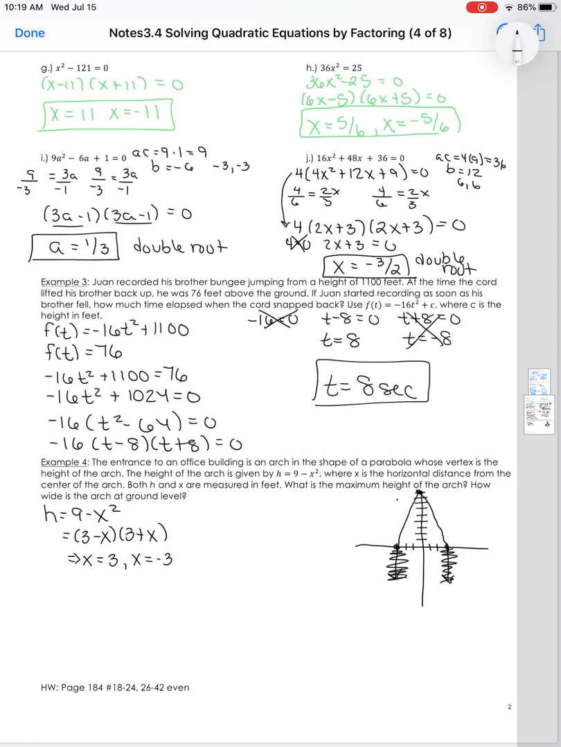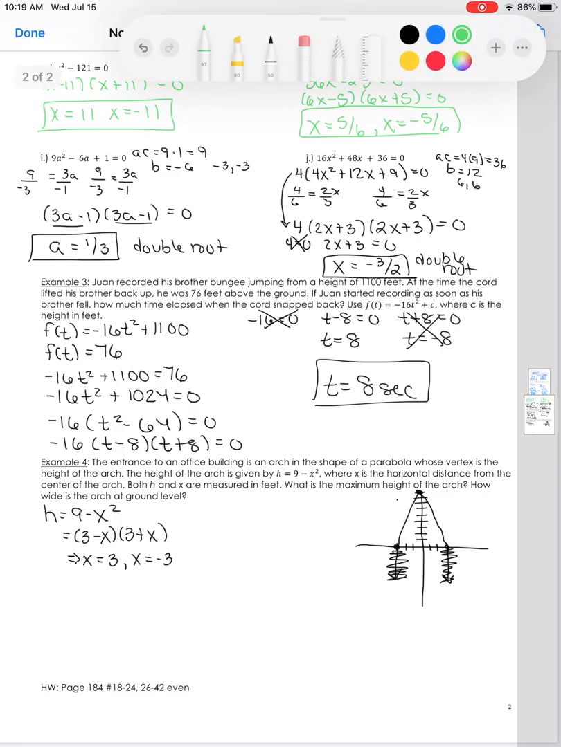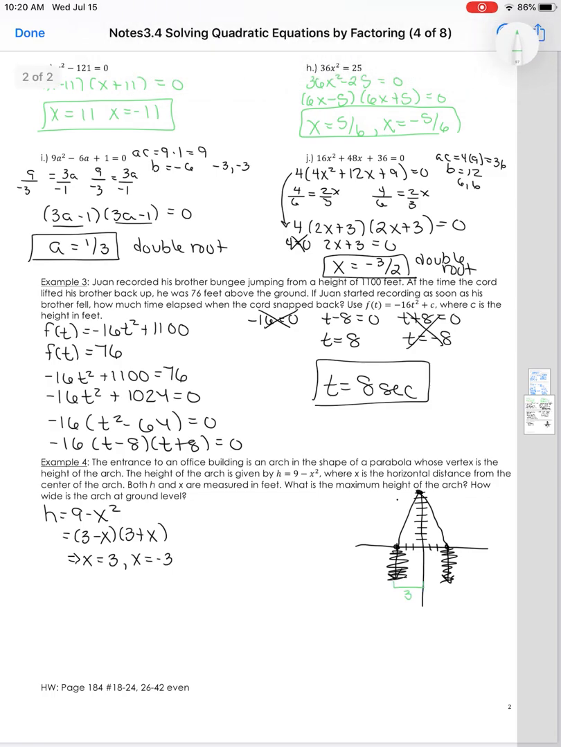1, 2, 3. So this is a parabola that opens down. But again, keep in mind, it's in the shape of a parabola, so we're only including the actual arch itself. And the question now is asking, how wide is the arch at ground level? Well, if we look at the actual arch itself, this measurement was 3, and this measurement was 3. In terms of the ground level, 3 plus 3 is equal to 6 feet wide.